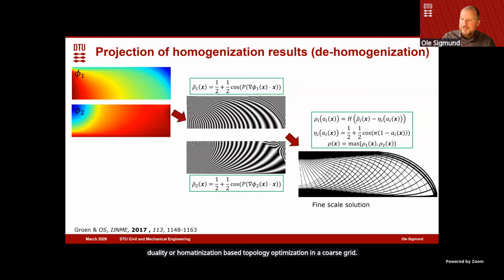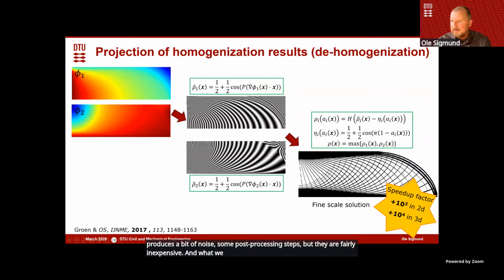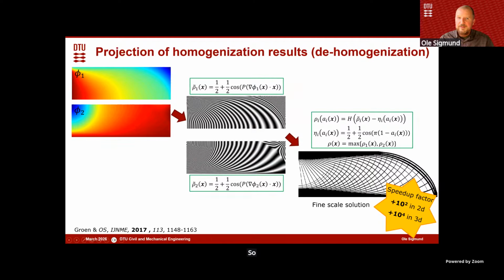And so what we see here, there's some post-processing. The original method produces a bit of noise. There are some post-processing steps, but they are fairly inexpensive. And what we see is that we have speed-up factors in the hundreds or even up to 10,000s in the best of cases. So this is essentially the de-homogenization method based on auxiliary fields.